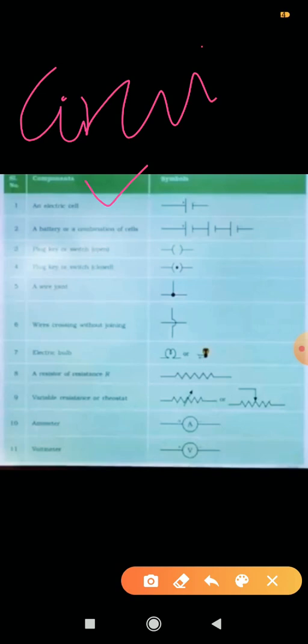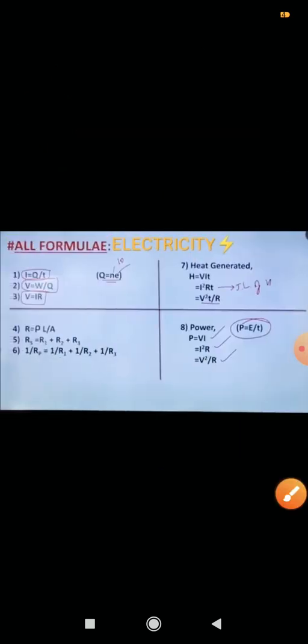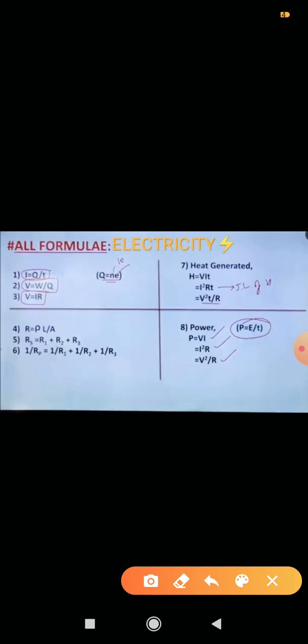These are the components that are used in an electric circuit: electric cell, plug key, wire joint, battery or electric bulb, wire crossing without joining, ammeter, voltmeter, rheostat, resistance, etc. Now all the important formulas of heat, power, voltage meaning potential difference, energy, current, and resistance, resistors.